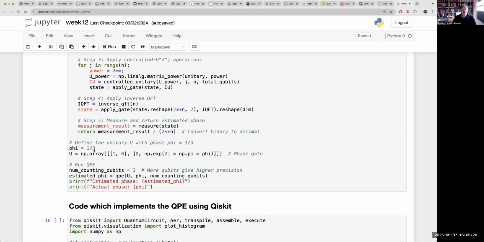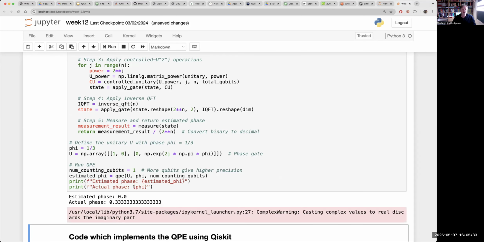And in this specific case, when I set up phi equal to 1/3, this is the result I want to have. If I take only 1 qubit here, this is not going to give a very impressive result. And you see, I actually get 0. That's the estimated phase. So I would need to add many more qubits to get something meaningful here. So let's try with 4 qubits and see if that gives something meaningful.